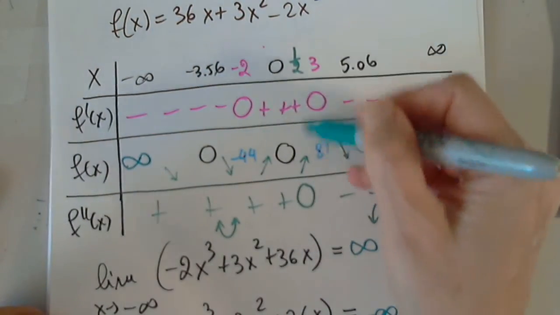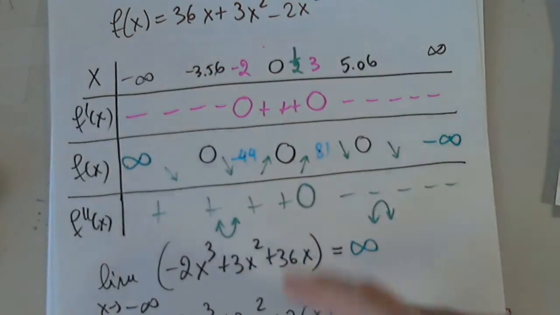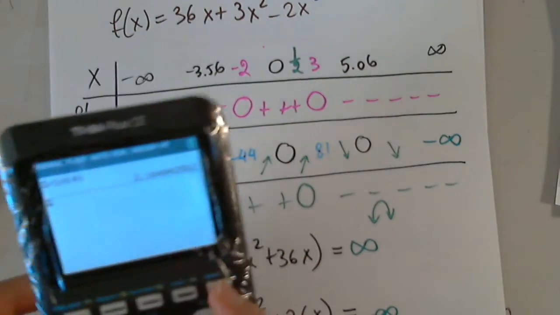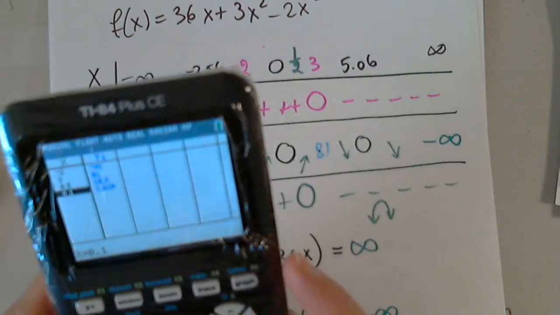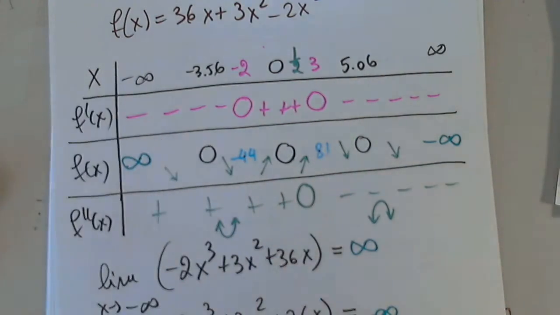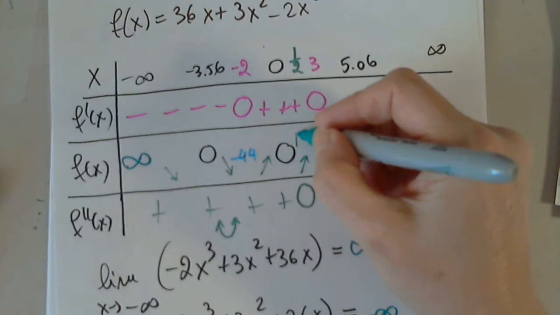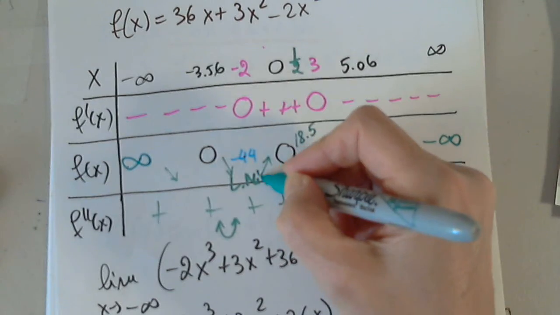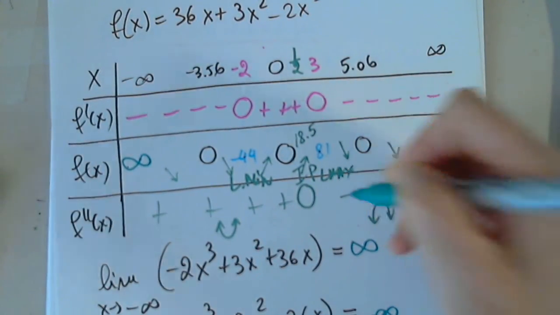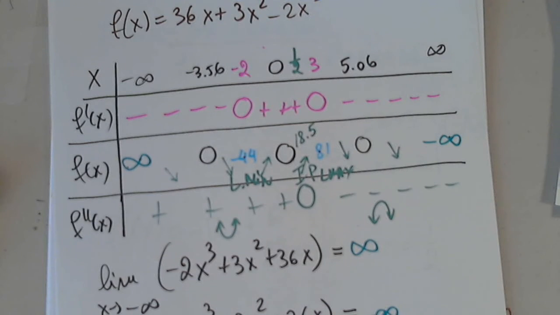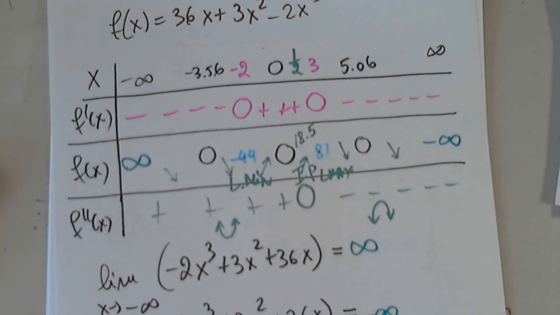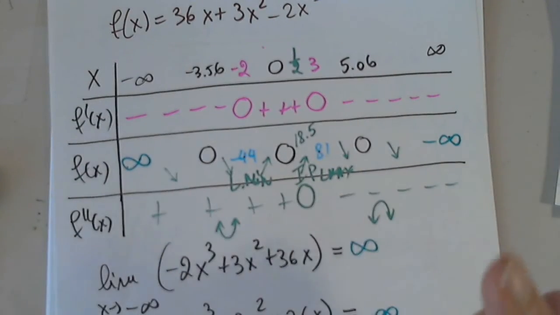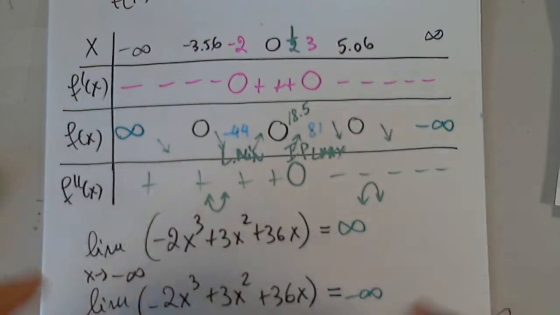Obviously, this is an IP, but I don't have it yet. So I have to go back to the calculator and punch in 0.5. So 0.5, and I get 18.5. This is the IP. This is obviously a local min, and this is obviously a local max. We're going to graph this function. So now let's analyze the table a little bit more. The second derivative works well with the first derivative. So let's do that.